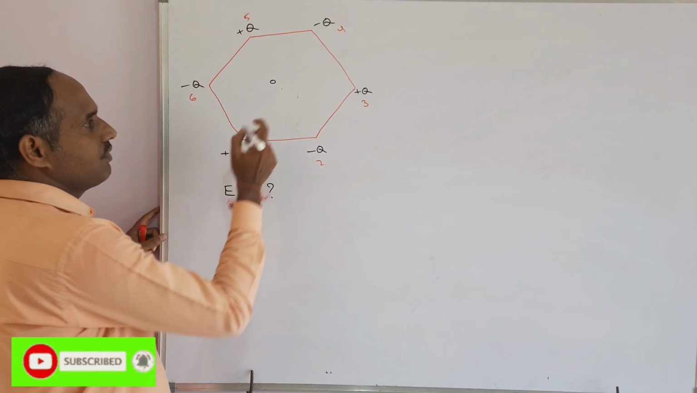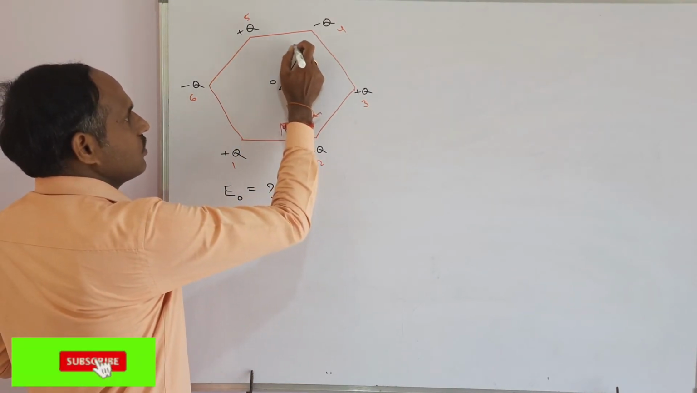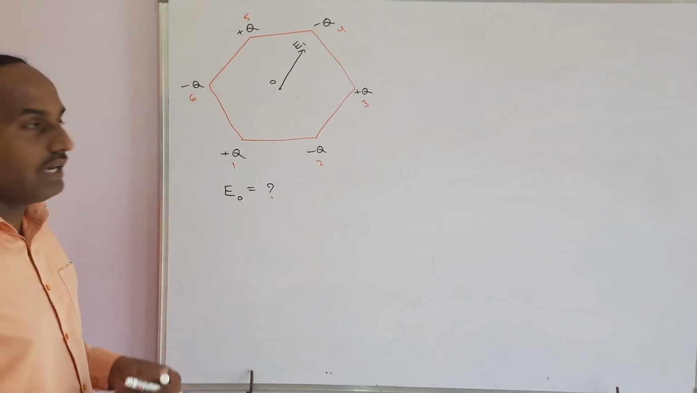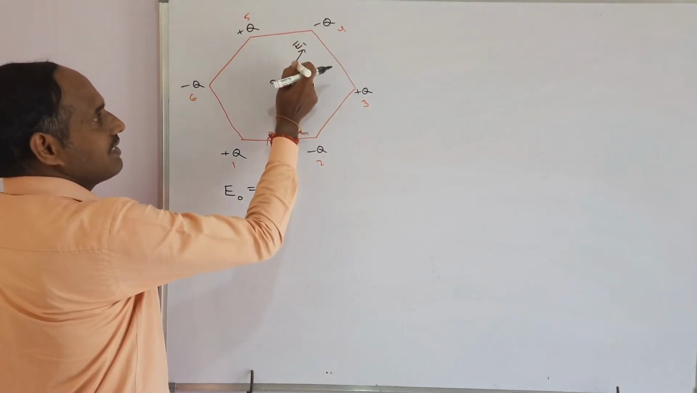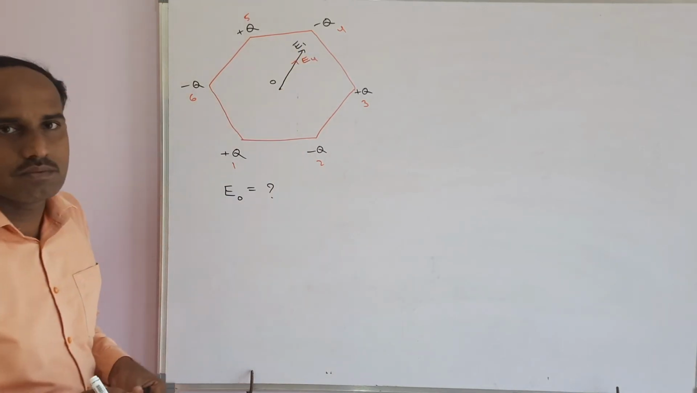So when this is the first charged particle, due to this the electric field is towards the fourth particle, and due to this fourth charged particle, as it is a negative one, the field is towards the fourth only, right?